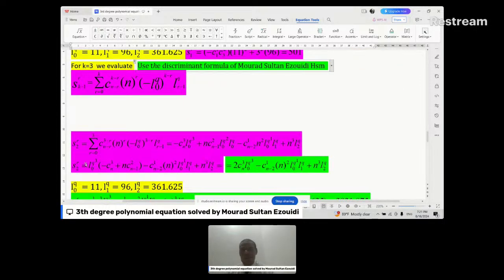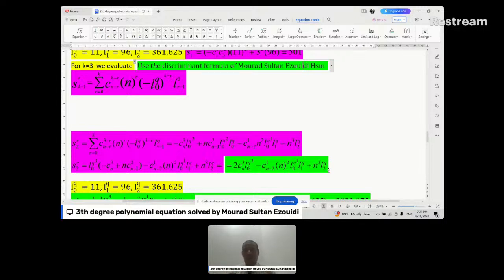You can tell that S2 is equal to combination 2 choose 3 times L0 for the q raised to the power 3, minus combination n minus 2 choose 1, and square times L0 for the q raised to the power 1 times L1 for the q, plus n cubed L2. Okay, this is the S2. Okay, the last value for the new third degree polynomial equation.